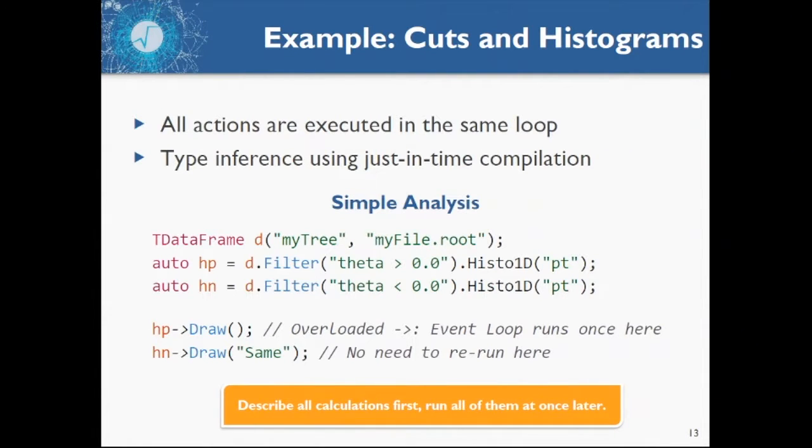So here's a simple example of a minimal analysis, creating the T-data frame. Then you attach two different filters. So you create a chain of things that you want to be done. And then for each filter, you also add a histogram, and then you can draw the histograms. And you're not running the loop twice to draw the two histograms. Once you call the first draw, the event loop runs, but it also computed this other one. So you don't need to rerun the whole loop there. You describe all of the things that you want to do, and then at the end, everything gets done for you.